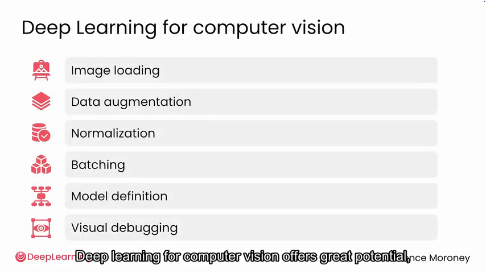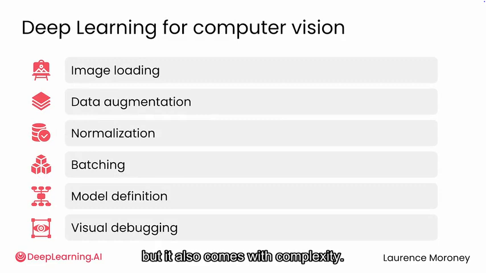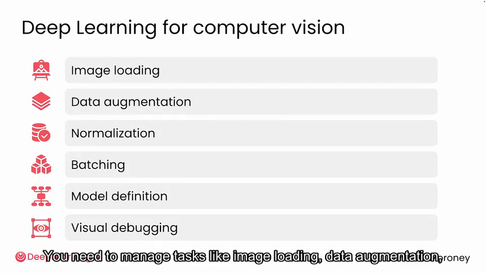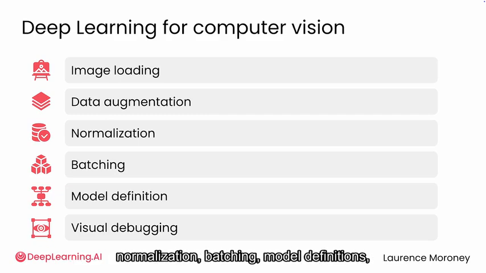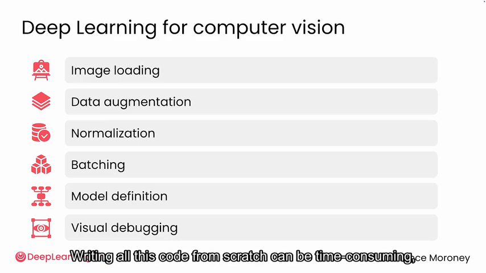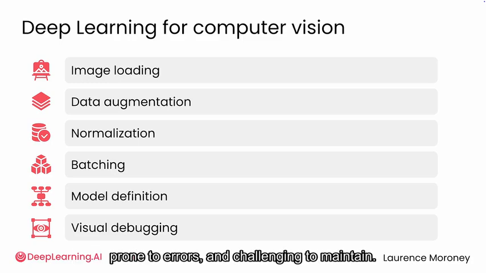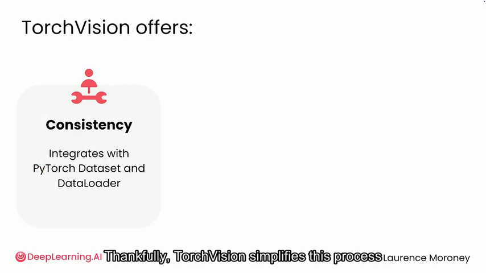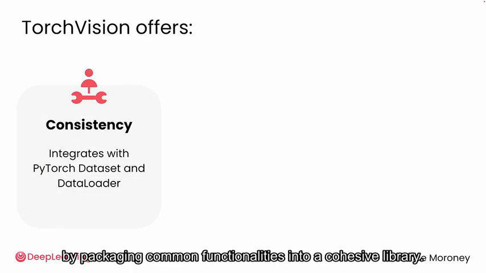Deep learning for computer vision offers great potential, but it also comes with complexity. You need to manage tasks like image loading, data augmentation, normalization, batching, model definitions, visual debugging, and a whole lot more. Writing all this code from scratch can be time-consuming, prone to errors, and challenging to maintain. Thankfully, Torch Vision simplifies this process by packaging common functionalities into a cohesive library.